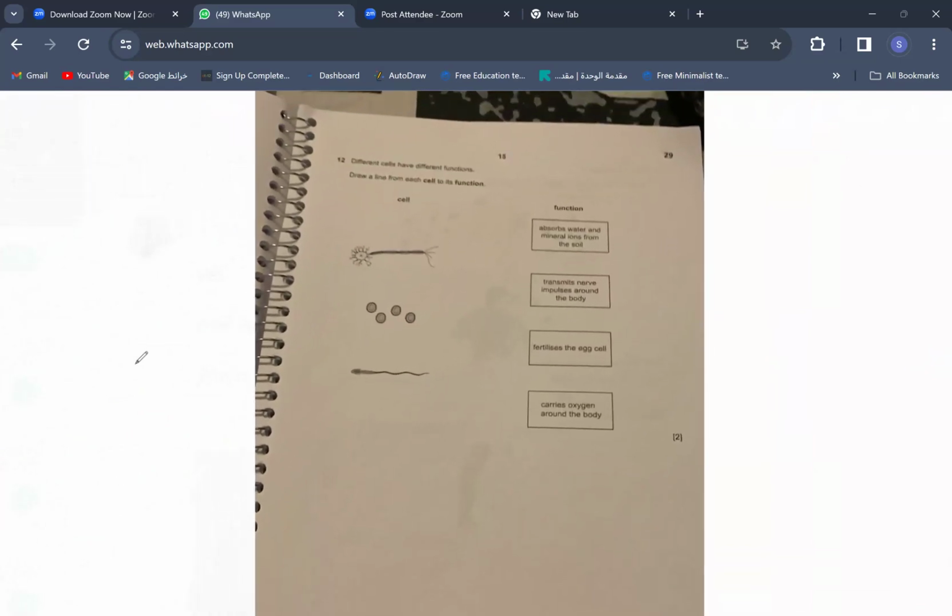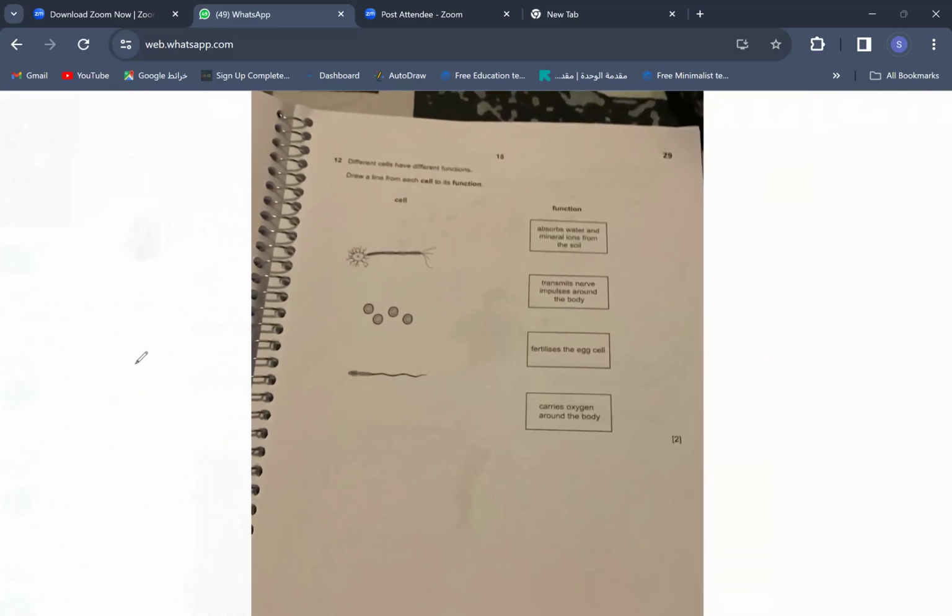We have here 3 different types of cells. Draw a line. As simple as when I ask you to draw a line, please just draw one line from each cell to its function. So they are 3 different cells and those are their functions. Function number 1 absorbs water and mineral ions from the soil. This is for what type of cell? Absorbs water and minerals, for the root hair cell, of course. Great.